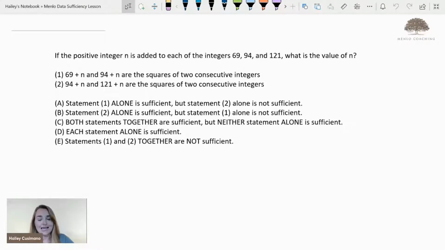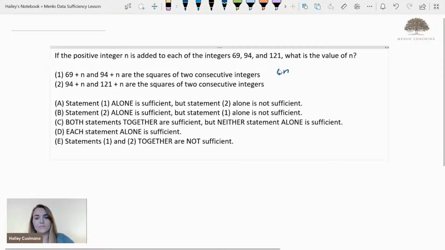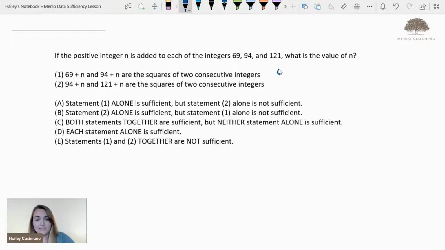If 69 plus n and 94 plus n are the squares of 2 consecutive integers, we absolutely have the opportunity to represent that using a couple of unknowns by noting that 69 plus n is some number squared, which we could refer to as just x squared. And thus 94 plus n would need to be the next perfect square. So 94 plus n equals (x plus 1) squared.